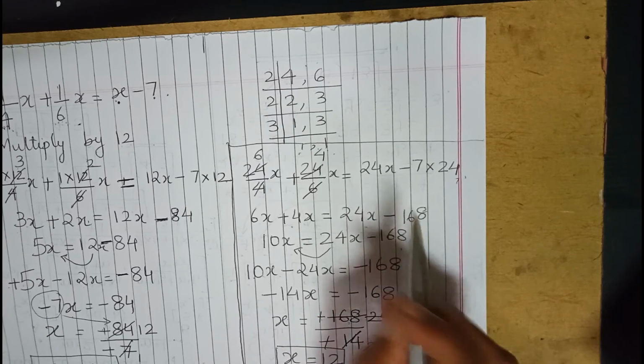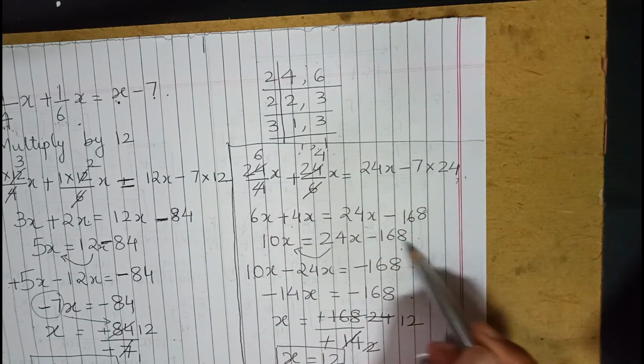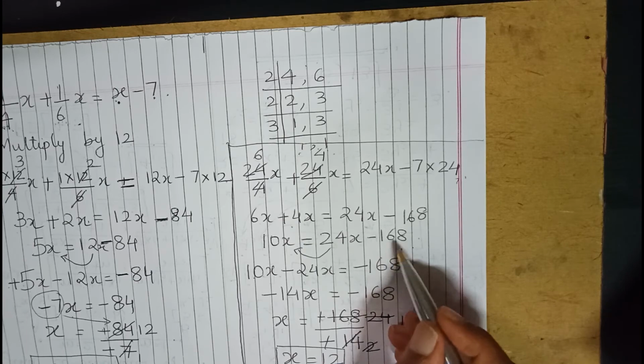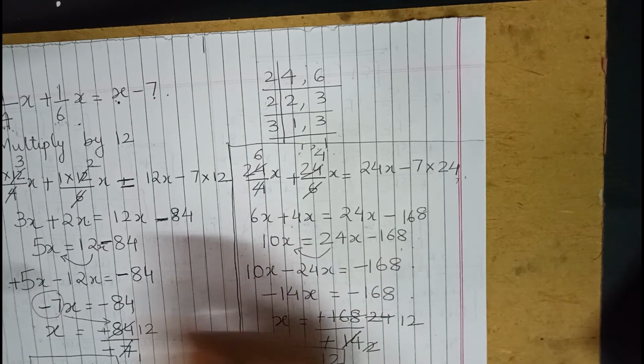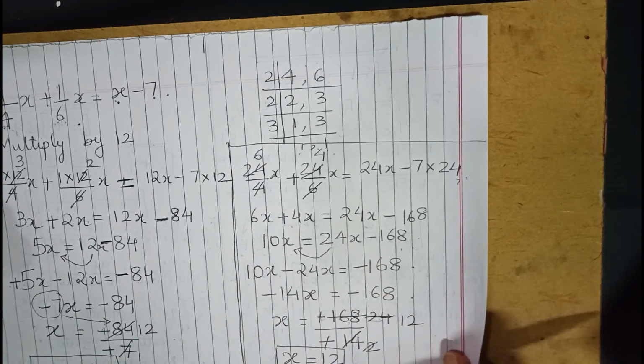Only thing is here, if you are not removing the LCM, you will have to do a slightly bigger number multiplication than here. So both the methods are correct. Whichever you find easy, you can do. Okay. Let's take one last sum of this.